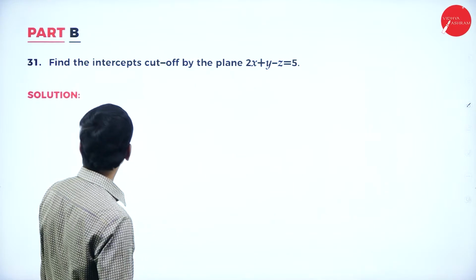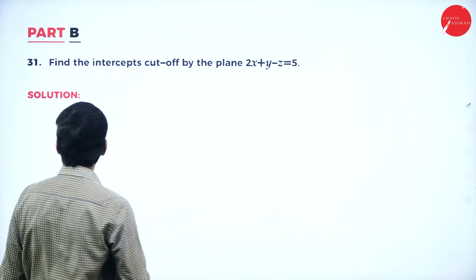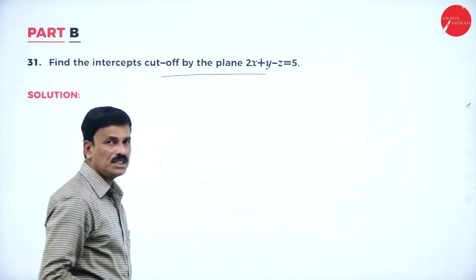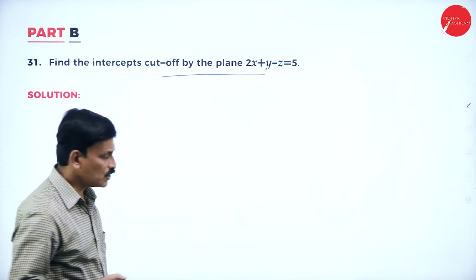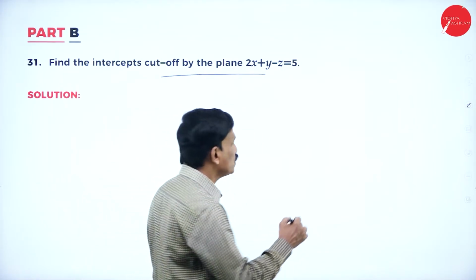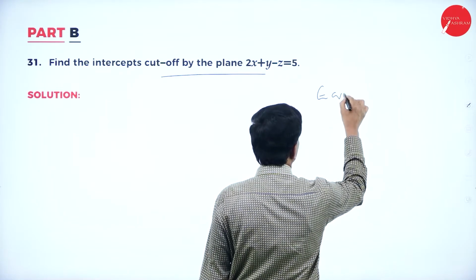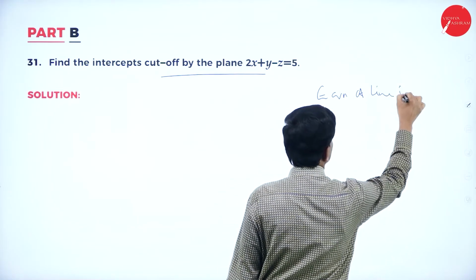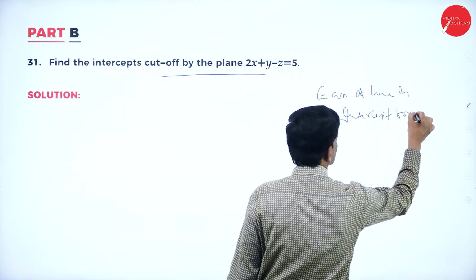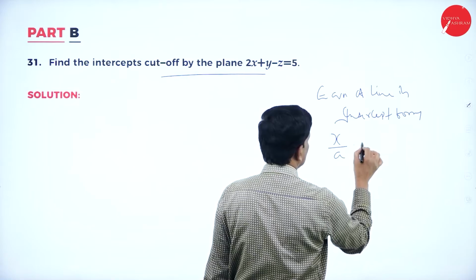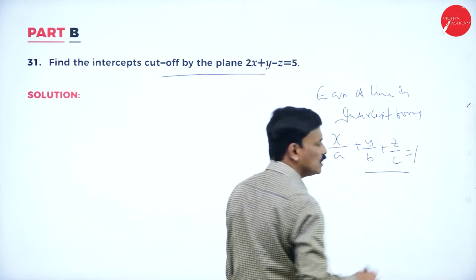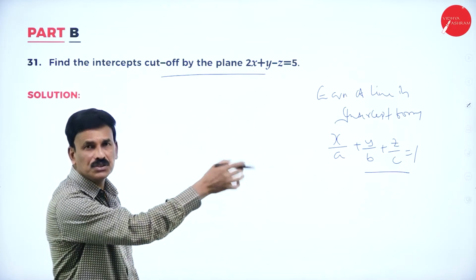Question number 31. This is from 3D geometry. Find the intercepts cut off by the plane. Now you know the standard equation of a plane in intercept form, x by a plus y by b plus z by c is equal to 1. Now let us convert this equation into this form.